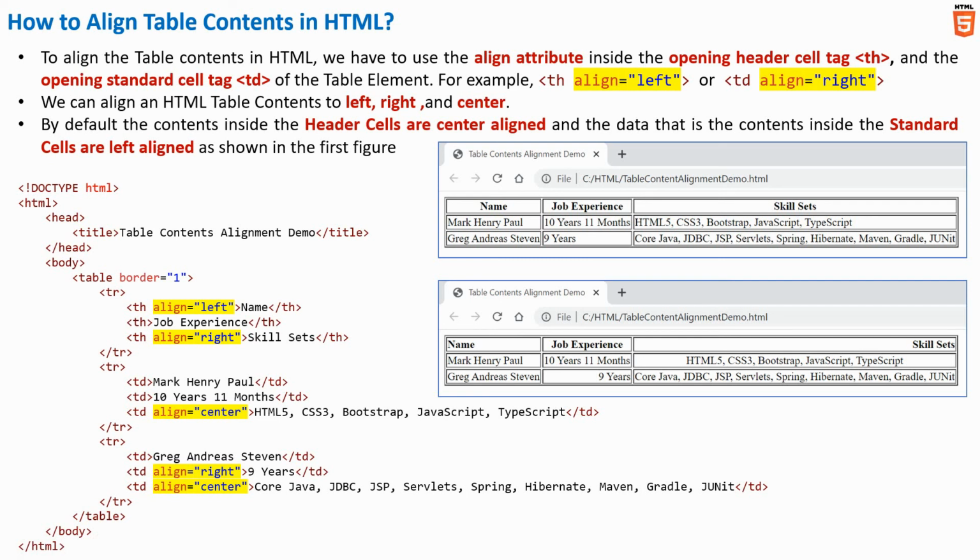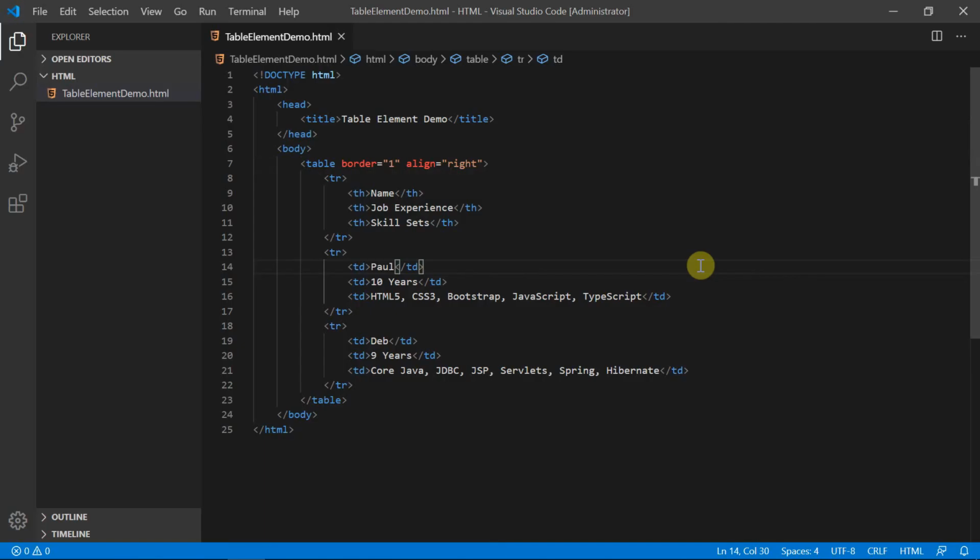Now let me quickly go into the HTML editor and make some changes to the code that we have written in our previous lecture and see how exactly that gets rendered in the browser. So this is the code which we have written in our previous lecture. Now let me do a slight modification to this. Let me remove this align attribute from the opening table tag and let's have just the border as 1 pixel.